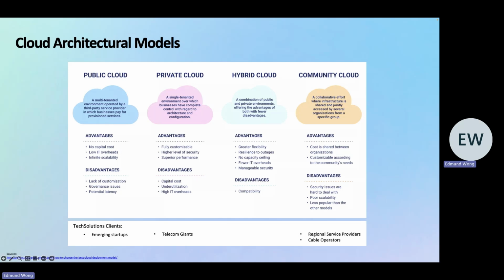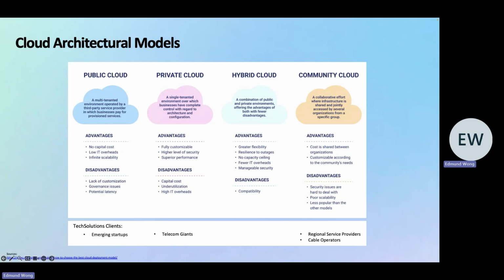A private cloud is really specifically for that business needs where they don't want to put it all to the public. They want to keep it to them only. So therefore, it can be fully customized and it has really high security and better performances. Unfortunately, it's definitely a higher cost because you're gonna pay for that privacy. There's like high IT overheads, and there may be some underutilized resources in there.